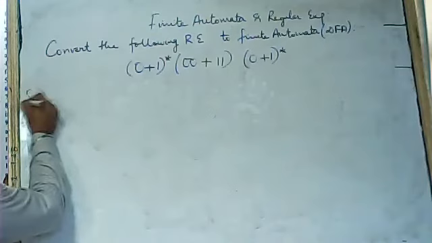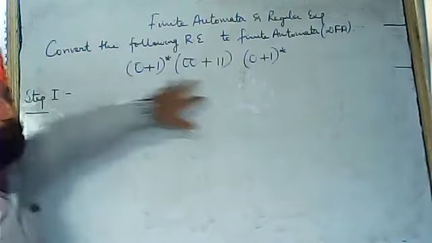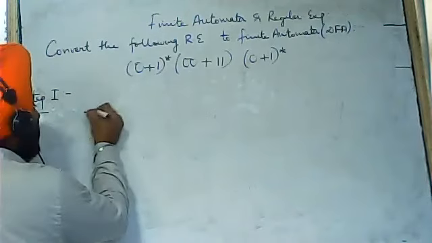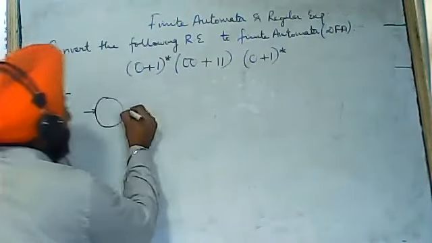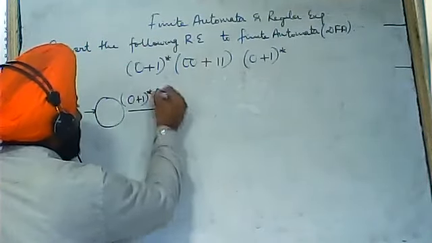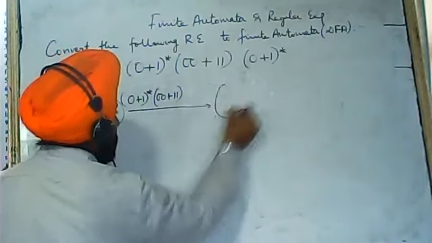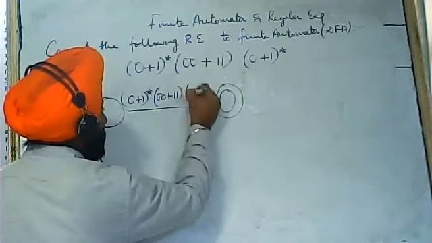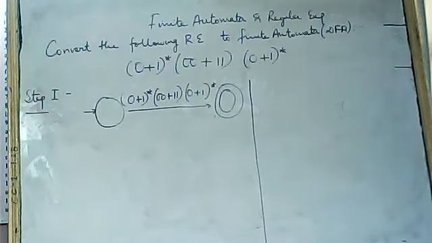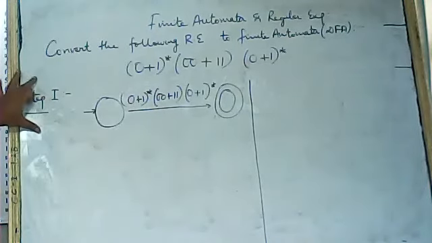So step number 1. First of all, this complete regular expression will be represented with two states only, right? So I am representing this complete regular expression with two states: (0+1)*(00+11)(0+1)*. One state is acting as initial and the other one is acting as final state. So the entire regular expression will be written with two states. So this is your step number 1.